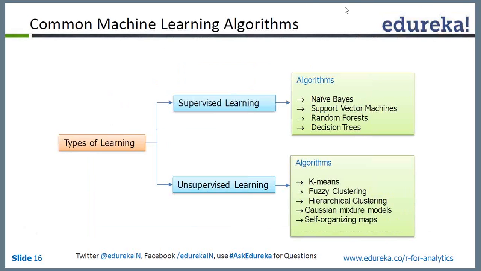And types of machine learning, if you see this, right? You've got the Bayes algorithm, Bayes theorem. You have random forest, decision trees. These are all supervised ones. For unsupervised, you have k-means, which we are going to see in detail shortly. And you've got fuzzy clustering, hierarchical, self-organizing maps, right? All these things fall under unsupervised ones.